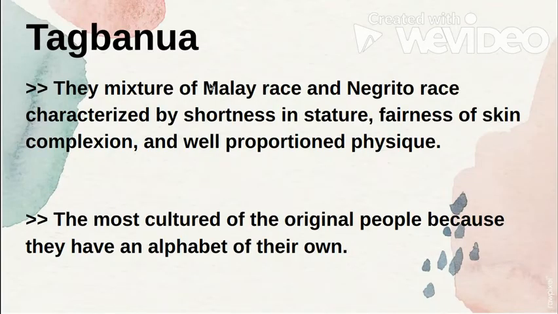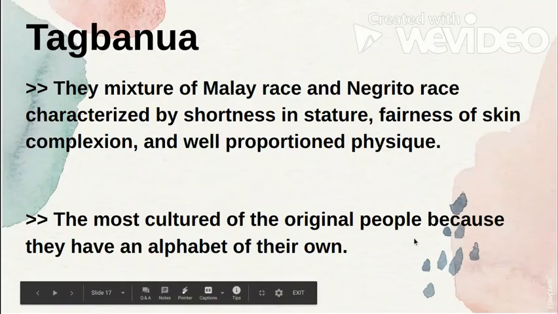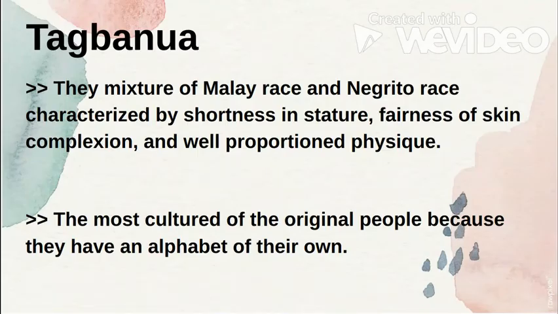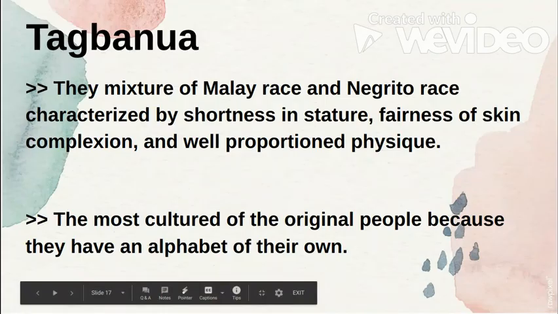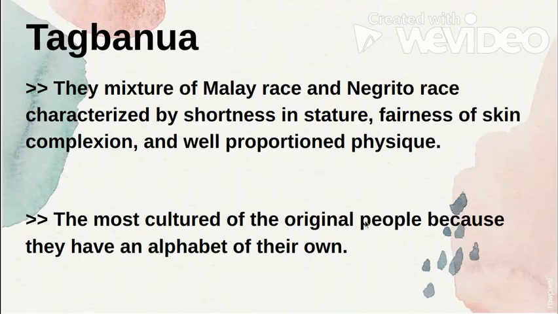And lastly, we have Tagbanwa. Tagbanwa, class, they are a mixture of Malay race and Negrito race, characterized by shortness in stature, fairness of skin complexion, and well-proportioned physique. They're also known as the most cultured of the original people because they have an alphabet of their own. So they have their own alphabet, class, right? So it's very unique. The Spaniards, class, considered the Tagbanwa people as peaceful and friendly by natural disposition. So they're very friendly. Their place is very peaceful. There's no tragedy. It's a very peaceful place.